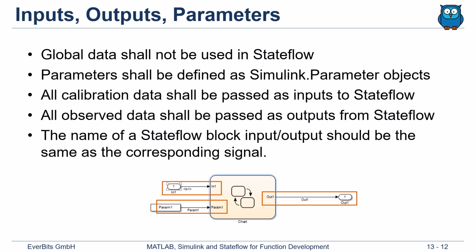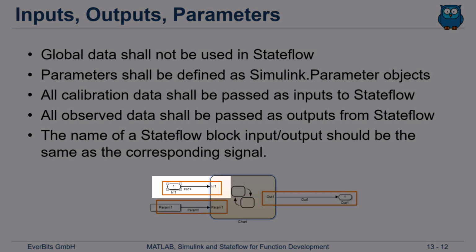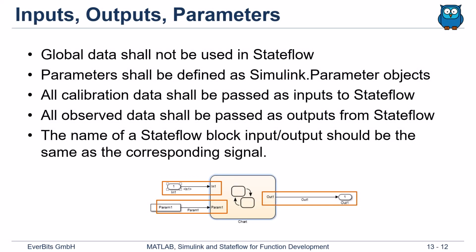So the name of a Stateflow block, like input and output, should be the same as the corresponding signals. This is a general rule for Simulink and Stateflow. In this case, we see in1 is the name of the signal, and also in1 is the name of the inport for the chart. So this is the good way of doing that. It also will be very simple during reviews later on, so you actually make your life much easier later. And this kind of rules can be supported by automatic checkers.